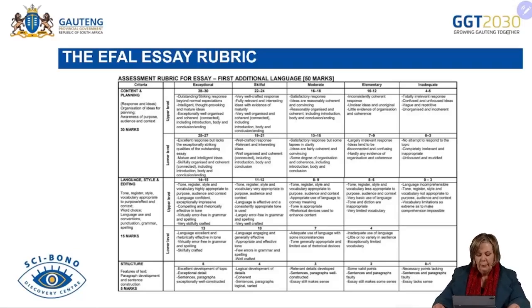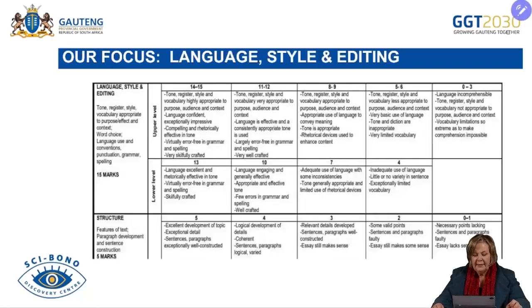Then the structure carries 5 marks. And in the structure, we look at the features of the text, the paragraph development, and the sentence construction. So that is more global. Now, in this session, we are going to look at both of those aspects. I'm not going to cover the content and planning, but the only thing that I would say generally is for a good average mark, you need to start pitching your writing at a moderate. In other words, 16 to 18 out of 30, 9, 10 out of 15 for the language and editing, and then at least a 3 out of 5 for the structure. Let's take a closer look.